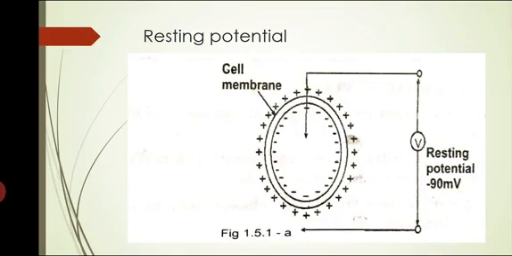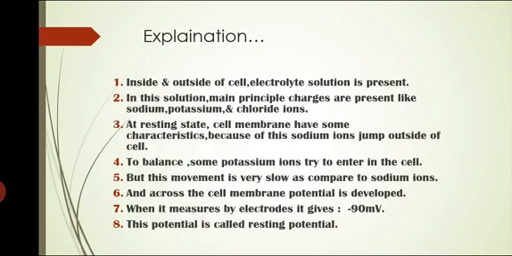First topic is the resting potential of the cell. Inside and outside of the cell, electrolyte solution is present. In this electrolyte solution, the main principal charges are sodium, potassium and chloride ions. At the resting state, the cell membrane has some characteristics, and because of these characteristics, sodium ions jump outside the cell.